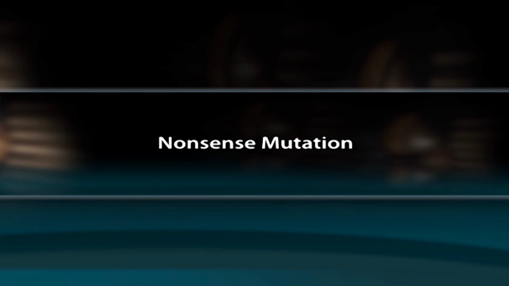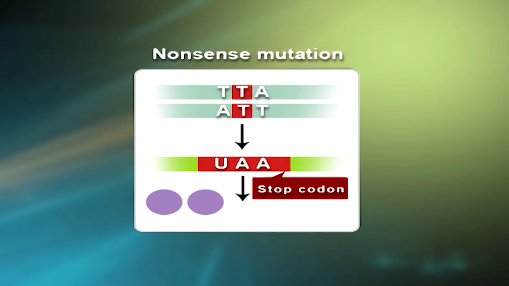Nonsense mutation. In a nonsense mutation, the new nucleotide changes a codon that specified an amino acid to one of the stop codons, which is TAA, TAG or TGA. Therefore, translation of the messenger RNA transcribed from this mutant gene will stop prematurely. The earlier in the gene that this occurs, the more truncated the protein product and the more likely that it will be unable to function.